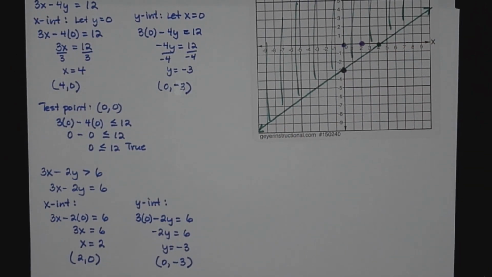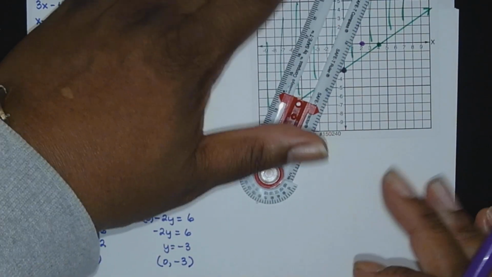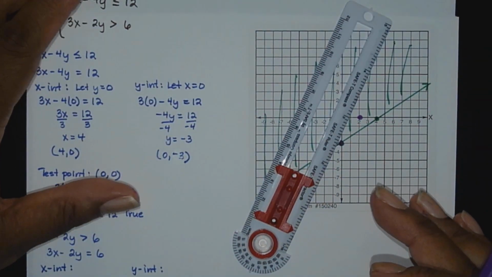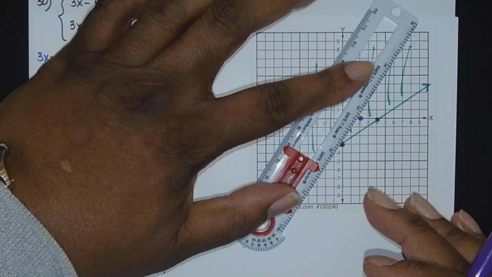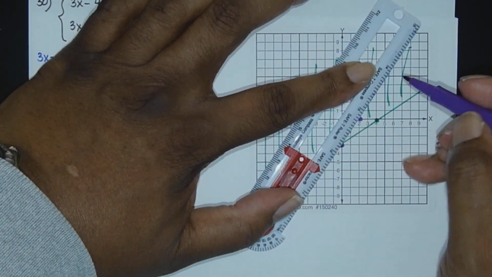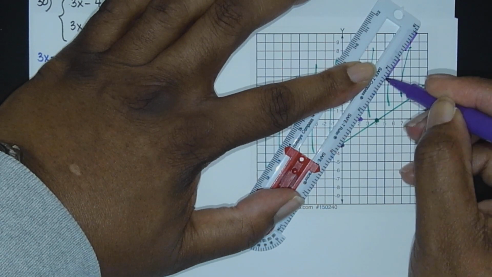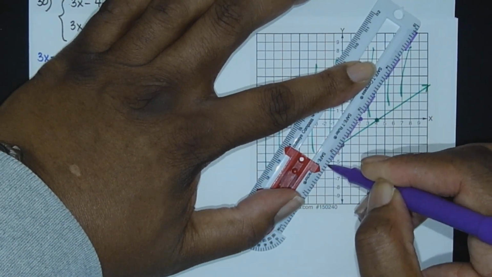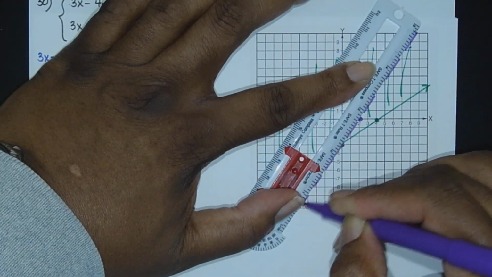Now, would that line be solid or dashed? It's going to be dashed because it's strictly greater than. So here, I'm going to draw a dashed line to show that this line will not be included.